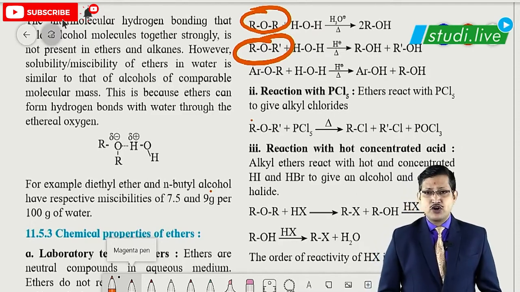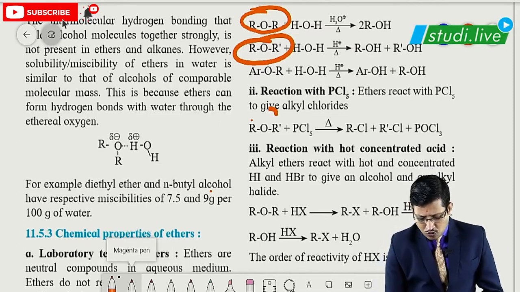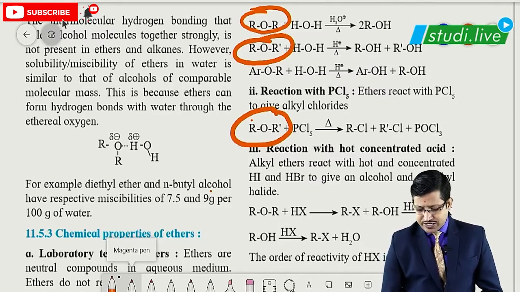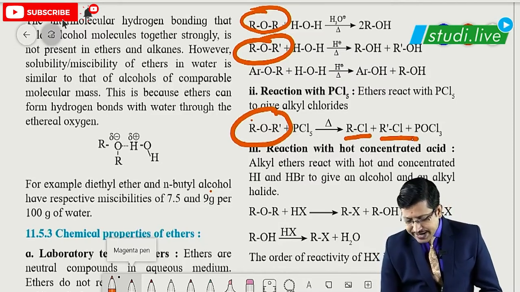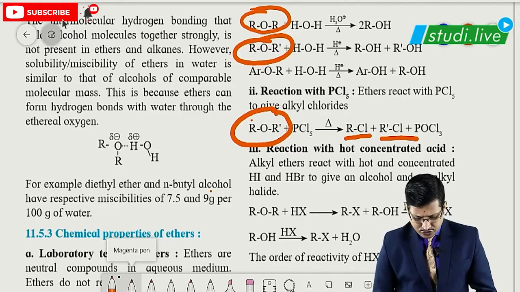The next reaction for ethers is the reaction with PCl5. When ROR dash reacts with PCl5, this will give you the formation of RCl, one alkyl chloride, and R dash Cl, another alkyl chloride, because it's an unsymmetrical ether, ROR dash. Had it been ROR, then you would get 2 molecules of RCl. That is something very, very important for your understanding.